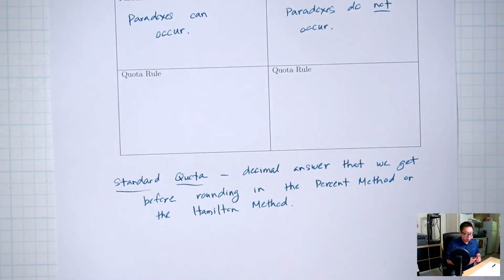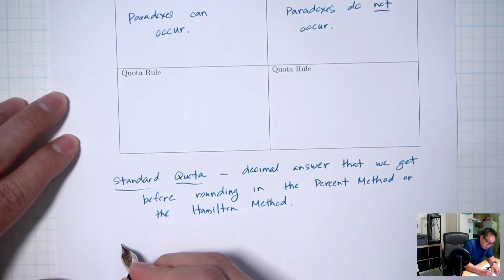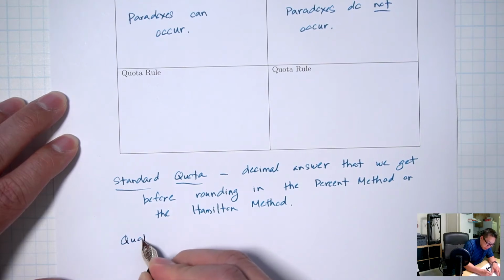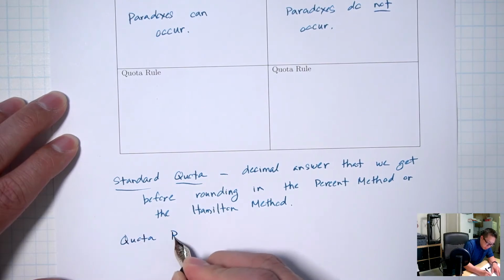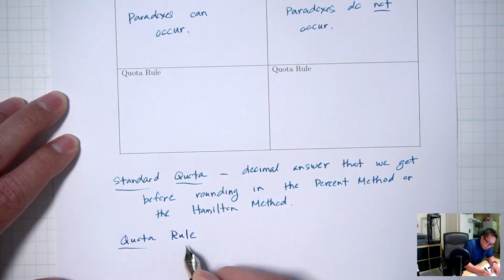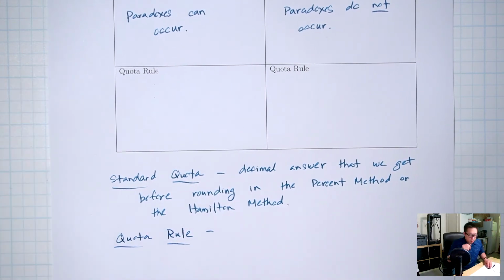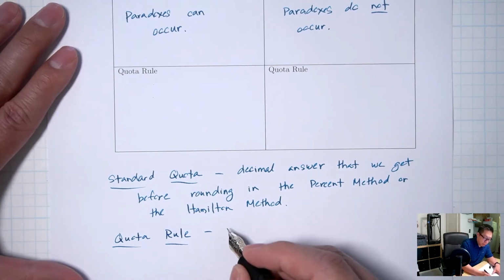Now the quota rule says that the number of representatives each state gets should be within one of the standard quota.